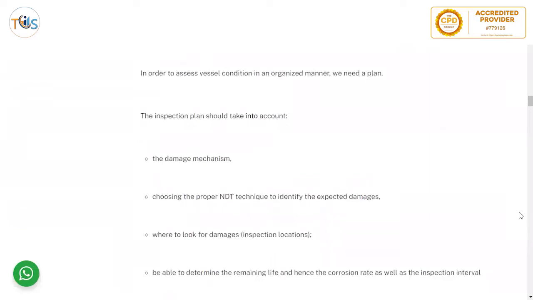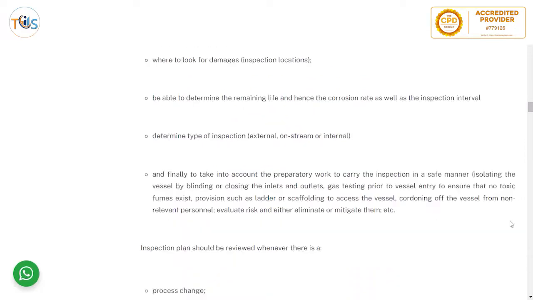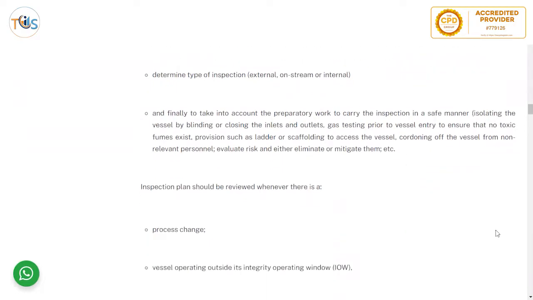Inspection plan. In order to assess vessel condition in an organized manner, we need a plan. The inspection plan should take into account the damage mechanism, so you can find the appropriate NDE technique to capture it. Where to look for damages, the inspection location, be able to determine the remaining life and hence the corrosion rate, as well as the inspection interval. Determine the type of inspection, whether external from outside on stream during operation or internal from inside.